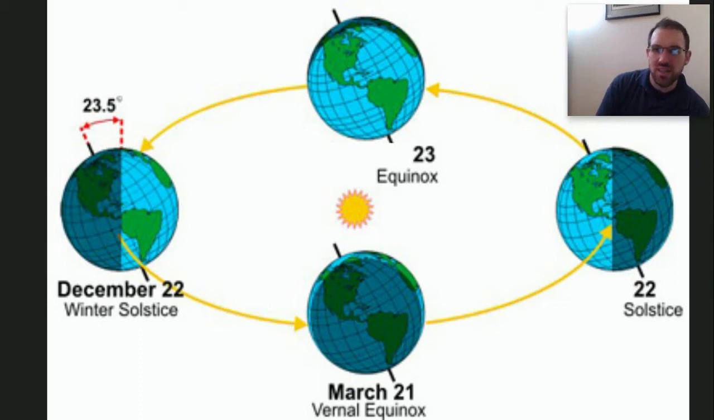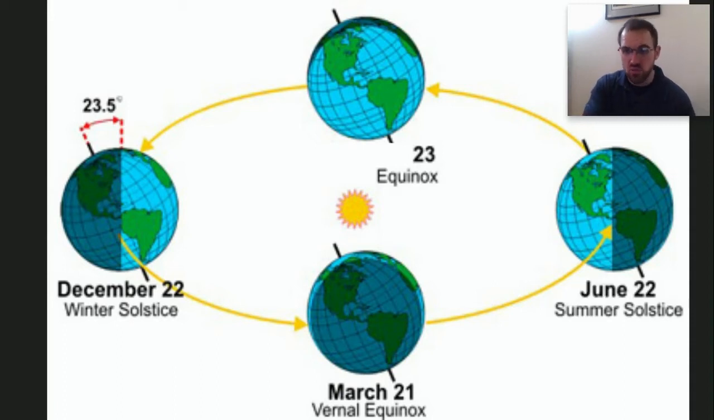So it means equal night, equal day. So on the days of the vernal equinox, you have an equal amount of sunlight and darkness, evenly proportioned. Whereas if it's a summer solstice, as we're going to get to next, the summer solstice would be on June 22nd, right?